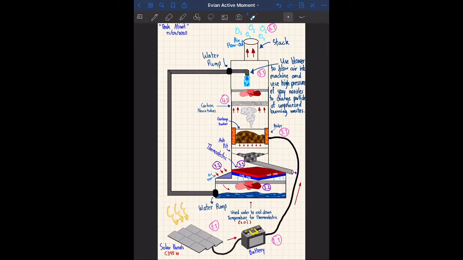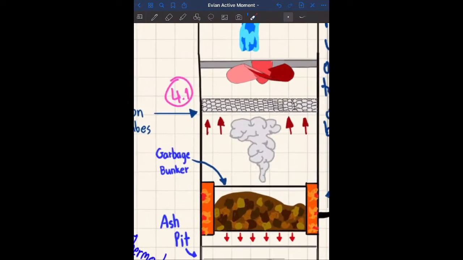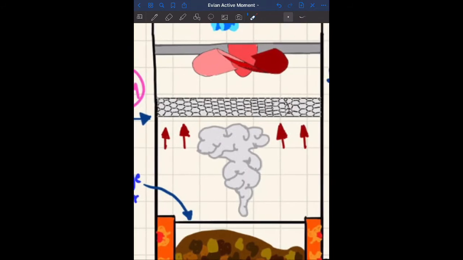For 3.1, which is the boilers, the boiler will generate heat energy for burning waste, and the ash from burning will be dropped into the ash pit. The output from combustion will go to the next process, which is 4.1, the carbon nanotube. The main products of combustion are carbon monoxide, carbon dioxide, and water, which will pass into the carbon nanotube.